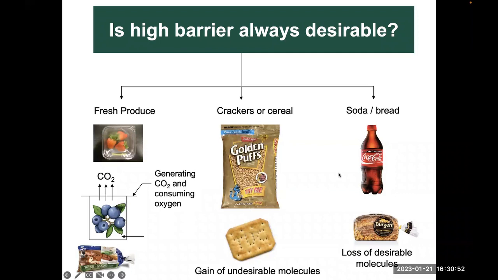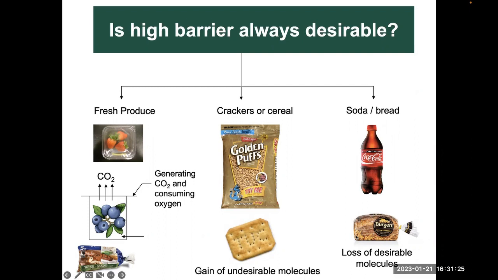Now you see the third example here, you have soda bottles. Now the soda bottles, they are pressurized and they have carbon dioxide trapped inside the bottle. And in this case, if we lose carbon dioxide, if we lose the carbonation, the customer is not going to accept this product. And you have another example of bread.